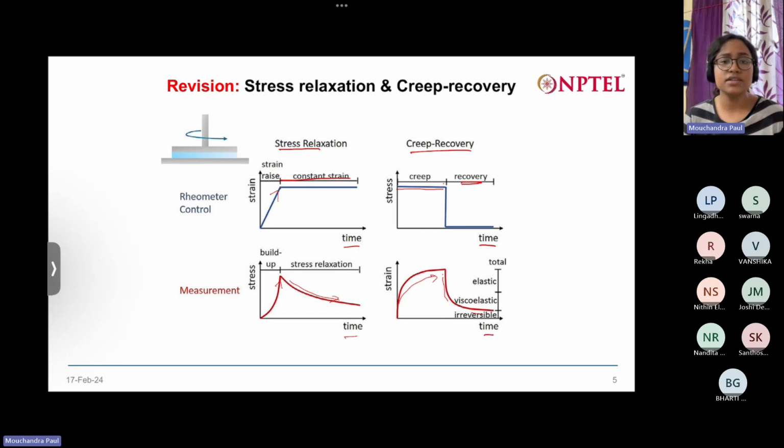But for our case, I'll just give you a slight primer on what the Maxwell model and the Voigt model are, and what expression we obtain from each of these models. I hope my screen is visible. All right.